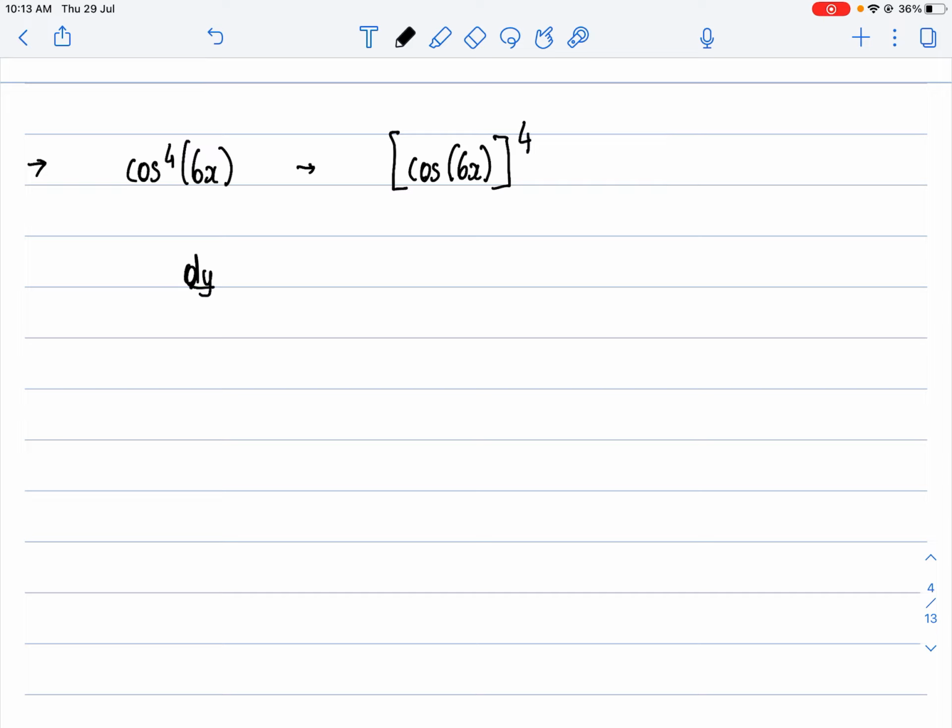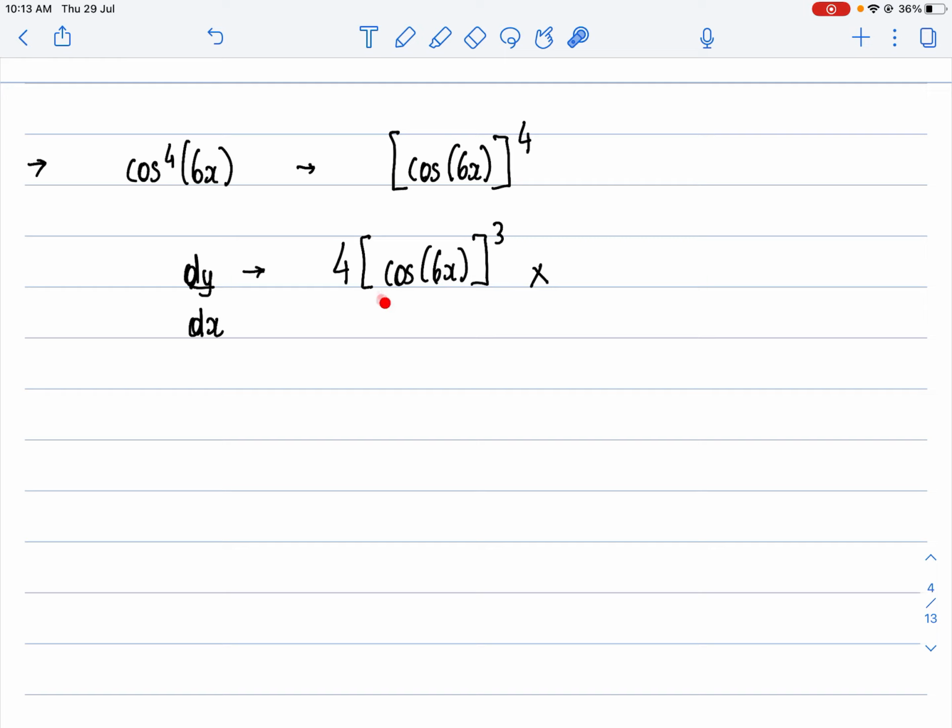Now I have my dy by dx. First the dy by dx of the outer bracket here, where I have the 4. So it's basically a variable raised to 4. So I can write this as 4 multiplied by the inner function as it is, correct, raised to 4 minus 1, which is 3, multiplied by, go to the next bracket, which is basically cos 6x.